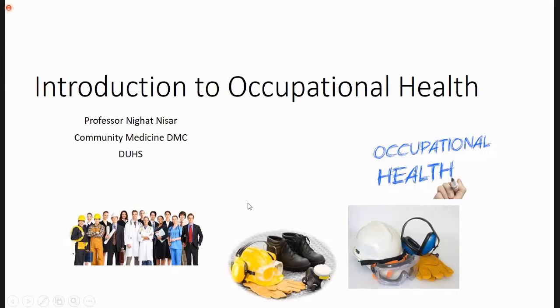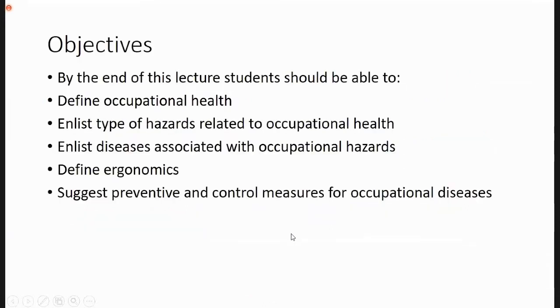So you have to pay attention for community medicine in fourth year, as you will be having your viva OSPE exam for this subject in fourth year. So today's lecture objectives are that you should be able to define what is occupational health, what are various types of occupational hazards and occupational diseases associated with these hazards, and what is ergonomics, and how you apply preventive and control measures for occupational diseases.